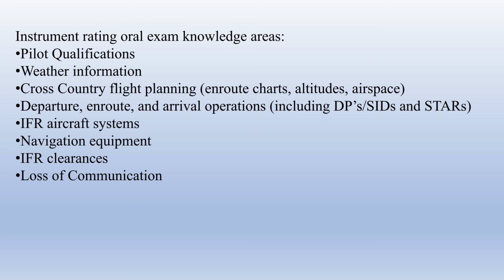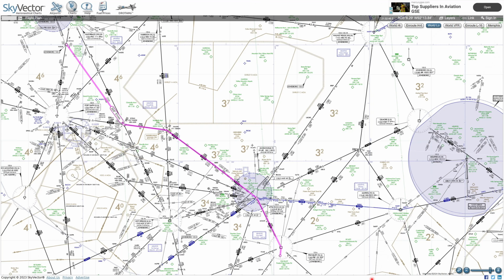What to do in the event of loss of communications. They may give you a scenario where you're en route and you lose communications and ask what you would do. And then checking instruments and equipment in your post-flight. So let's take a look at some sample questions. Starting with your first leg between Pine Bluff and Fayetteville, what route did you file and why?